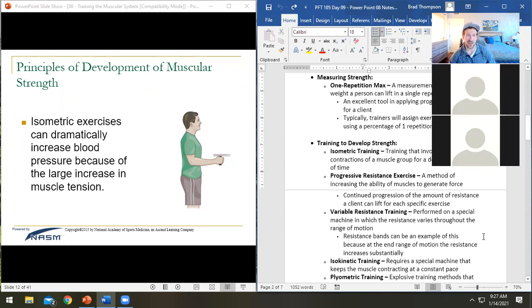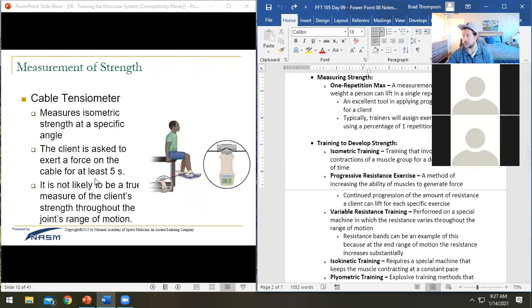Do you guys have any questions before we move on to talking about measuring strength?